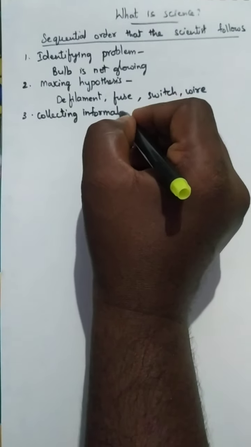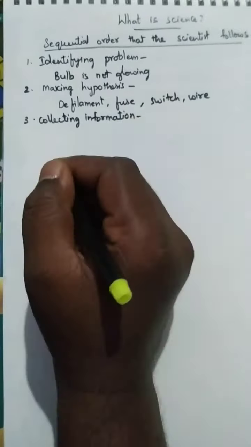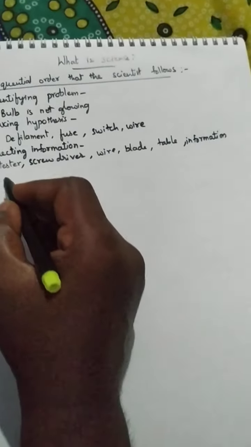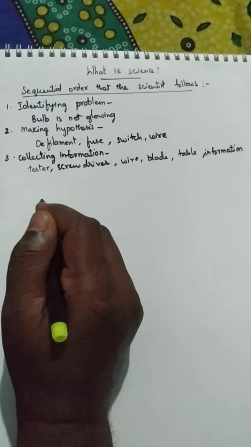Here, collecting the information means what? You have to collect the different information regarding why this bulb is not glowing. Not only that, to know the answer, you have to collect some instruments to check, like a tester, a screwdriver, yes or no, children? Or you may need a wire, a blade, a table to climb up, like that. Or any information regarding why the bulb may not work. These are all to be collected. That is the third point, collecting the information.